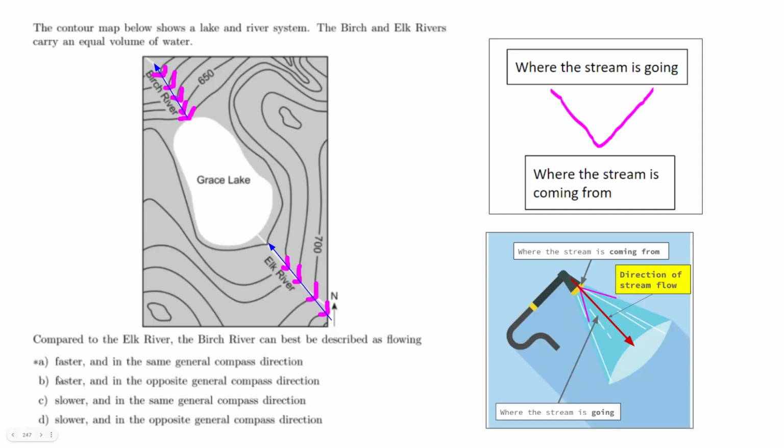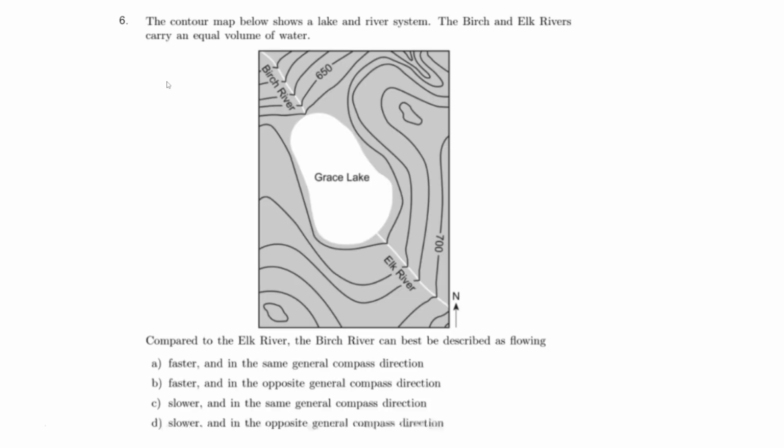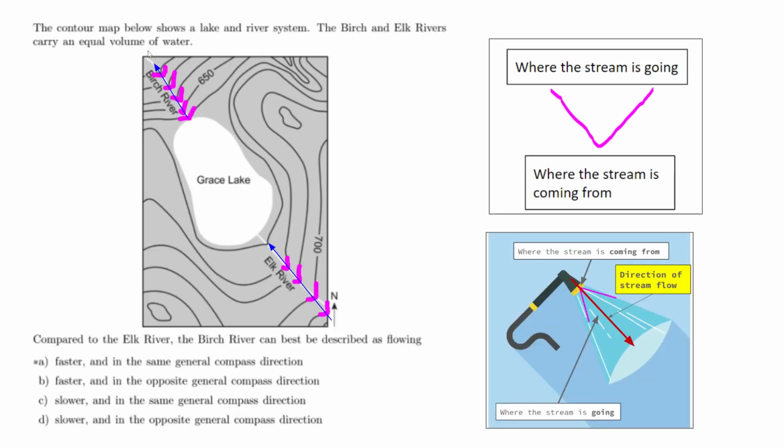So the correct answer is actually A. Compared to the Elk River, the Birch River is flowing faster. I know it's faster because the contour lines are closer together in the Birch River compared to the Elk River. To know which direction they're going, notice that they're both going towards the northwest. Remember, the pointy part of the V is where it's coming from. The opening part of the V shape that the contour lines are making is the direction the stream is going, right? So they're both going in the same direction. That's why it's A. Birch River is flowing faster than Elk River, but they're going in the same general compass direction.